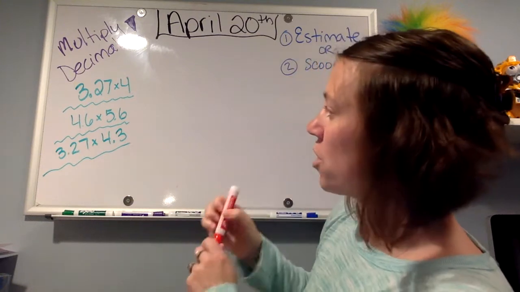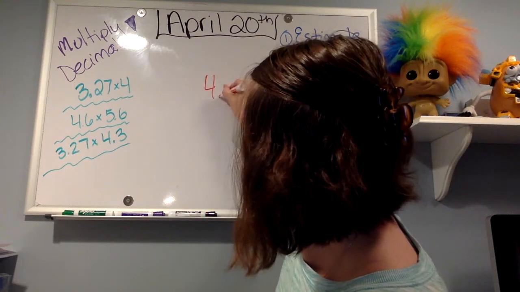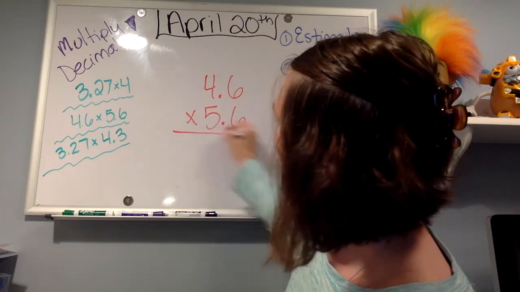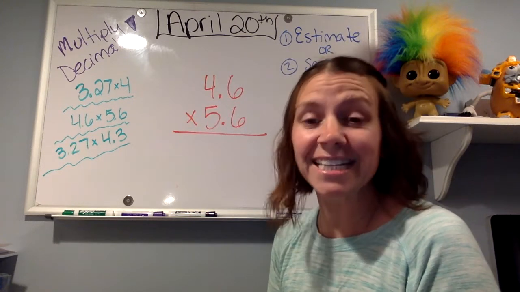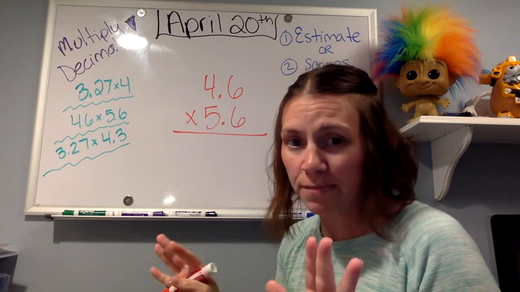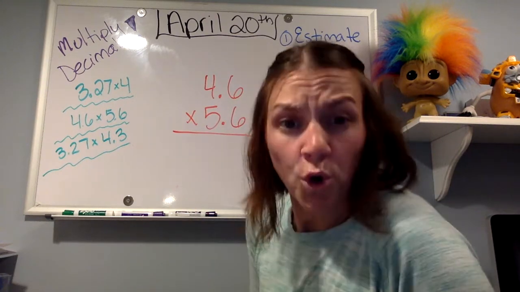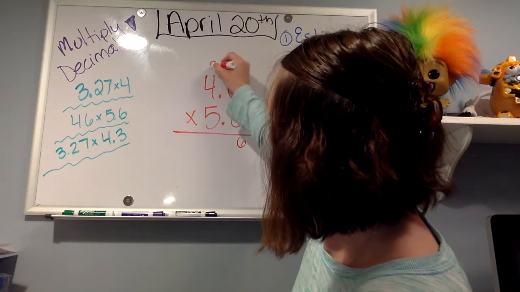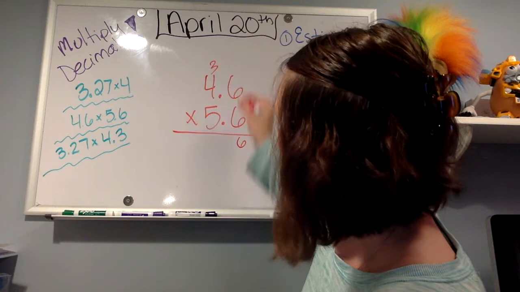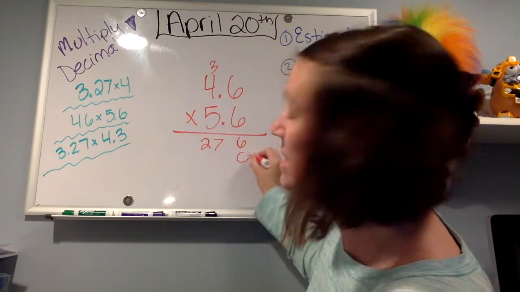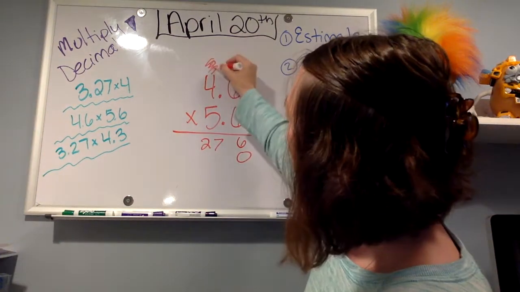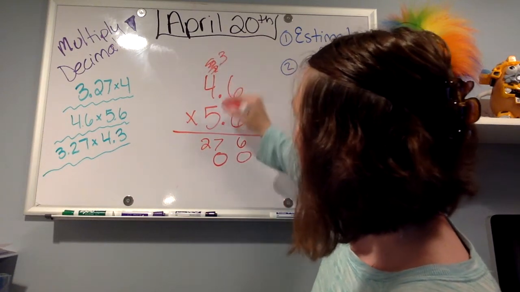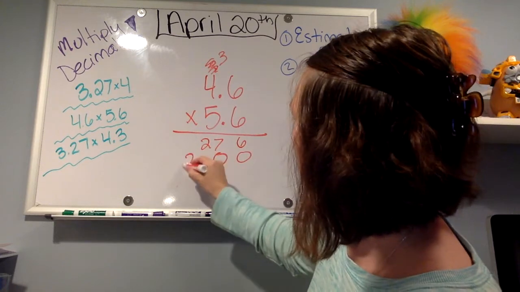Okay, so 4 and 6 tenths times 5 and 6 tenths. So we're going to do this like it's 46 times 56. There's no decimal for right now, okay? 46 times 56. So 6 times 6 is 36. 6 times 4 is 24. Plus 3 is 27. 0, hero. And I'm done with this guy. All right, 5 times 6 is 30. 5 times 4 is 20, plus 3 is 23.